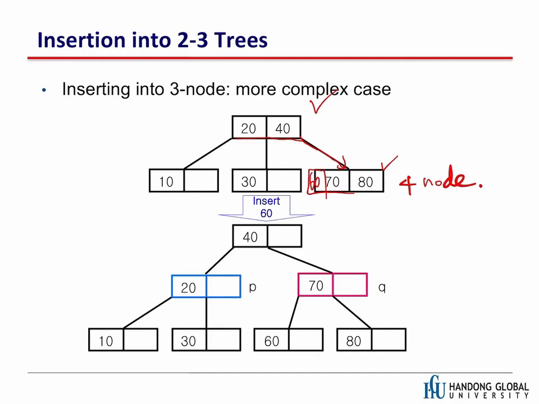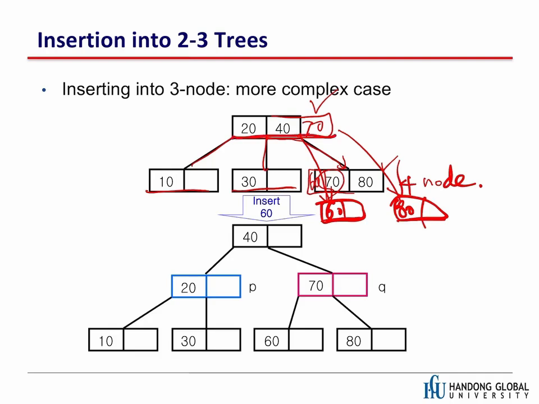Then how? We split. We split this one into two nodes, 60 and 80, and then 70 goes up. Okay, then now this is a little complicated. So we have 10, 30, and 60 and 80, right? And 70 goes up. So we have four pointers temporarily. Okay, this is not it. Temporarily, we have 4 nodes here.